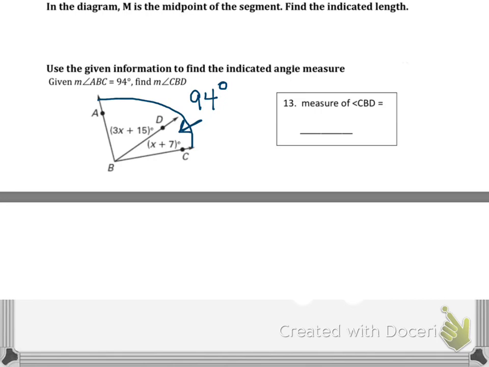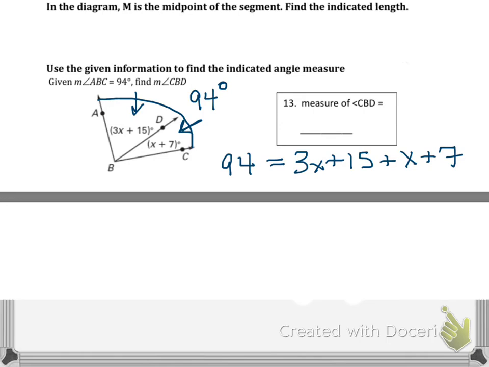So I see I have another angle on the top of it right here that also has variables in it. So I have to figure out what my x is, so I need to come up with an equation. So the equation I want to come up with is this. How does 94 equals, because 94 is the whole big angle, it equals one angle, which is 3x plus 15, plus the other angle.